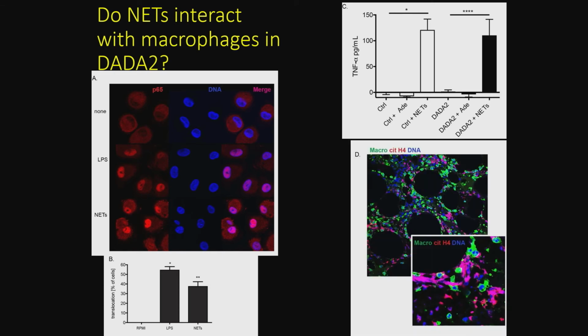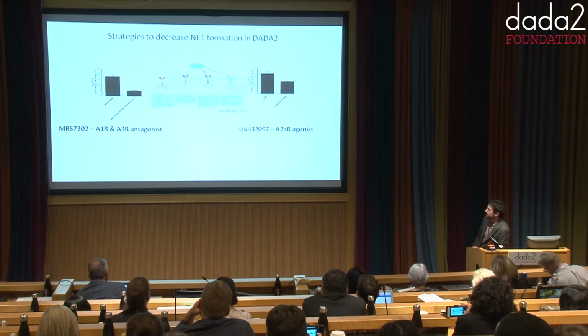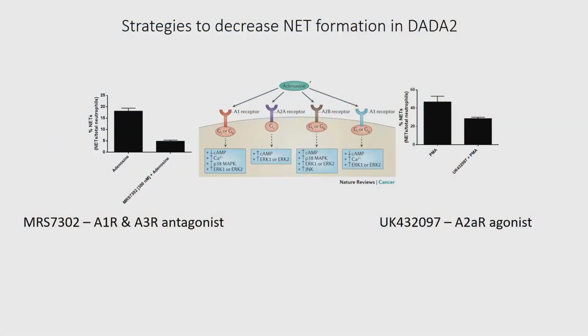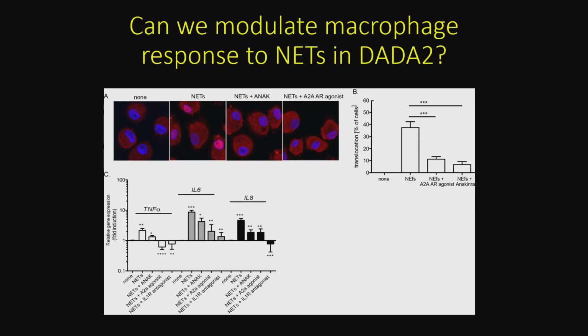And we went back to the tissue to see if this made sense spatially. And you can see here macrophages stained in green and the NETs in pink. So they're in spatial proximity. These macrophages could, in theory, be ingesting these NETs, stimulating this process and producing TNF. As I mentioned, I'm going to run out of time, but we think that maybe there are some strategies to decrease NET formation in DADA2, either blocking A1, A3, or agonizing A2A, which is data I didn't show you. And we were able to do this. We modulated macrophage response to NETs by agonizing A2A and also with anakinra, which we could talk about later.